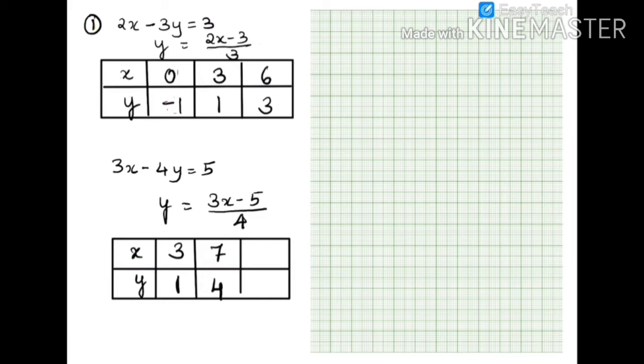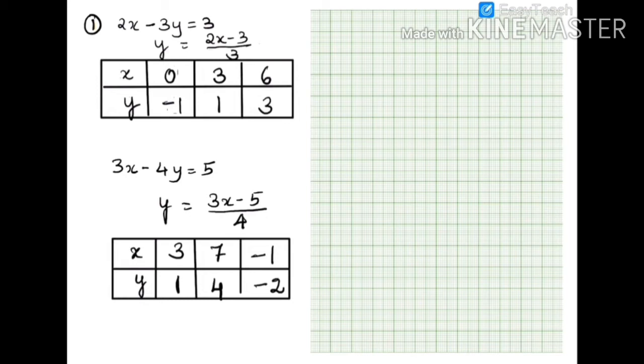So we can choose the next number for x as 11 and y will become 7. But let's keep the values smaller for x and y so that we don't have to use a bigger graph paper. So what we are going to do is subtract 4 from 3. So we get minus 1, and we are going to subtract 3 from 1. So we get minus 2.